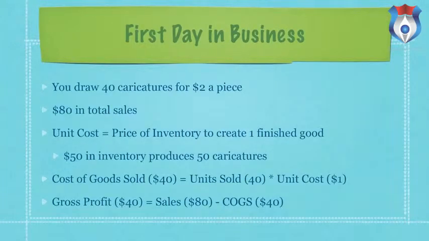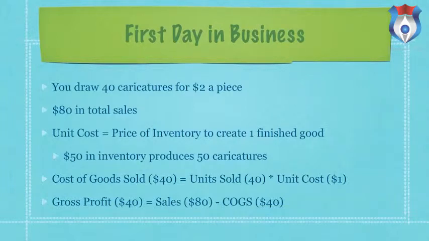Now let's say you go to a party later on that night and you draw 40 caricatures for $2 a piece. That is $80 in total sales. Well, that would mean that your unit cost is equal to the price of inventory to create one finished good.